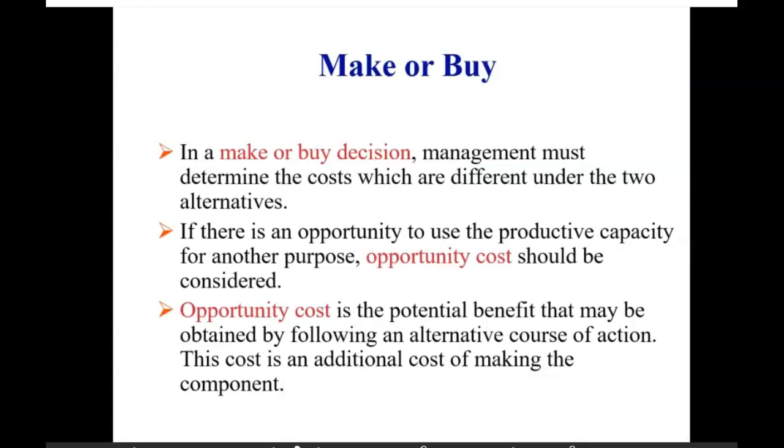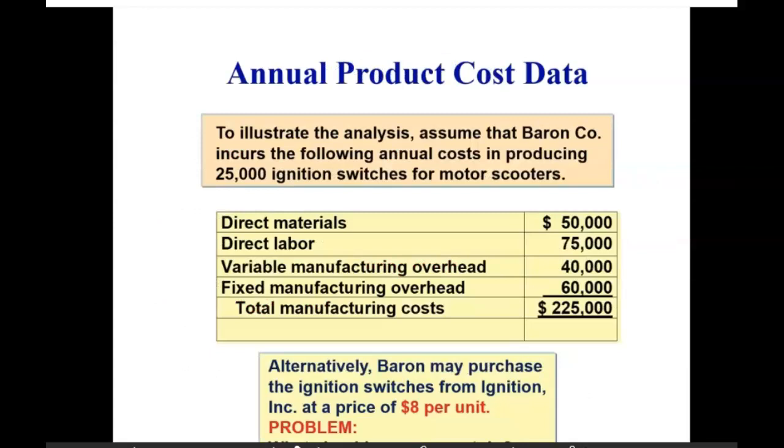And we call that an opportunity cost. For example, here we have Barton Company that incurs the following annual cost in producing 25,000 ignition switches for motor scooters. Now, to do these 25,000, it costs them direct material, $50,000, direct labor, $75,000, variable manufacturing overhead, $40,000, fixed cost, $60,000, total $225,000. So right now it looks like it costs me $9 to manufacture these products.